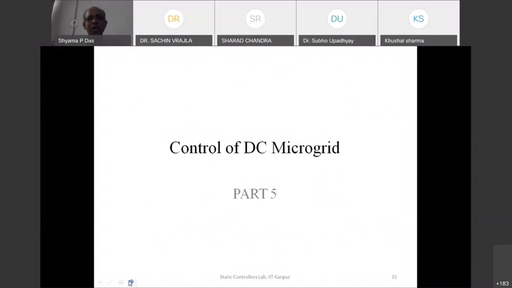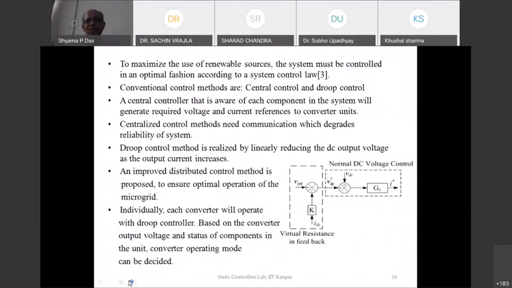Okay. Now control of the microgrid. So we have three different components. What are the various components here? We have discussed the utility interface converter, which interfaces with the utility, AC to DC. And then we have the photovoltaic interface converter, PVI.